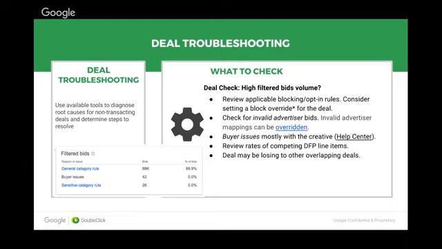If nothing is filtered, then start looking at DFP. What are the rates of the competing DFP line items? Again, is my deal bid losing because a direct campaign is behind and it's competing against ADEX at a very high price? Is it losing to a remnant campaign which has a very high CPM? Or is the deal losing against other deals? So deal check exposes all these reasons. And before calling support, make sure you have gone through all of them and properly looked at deal check.